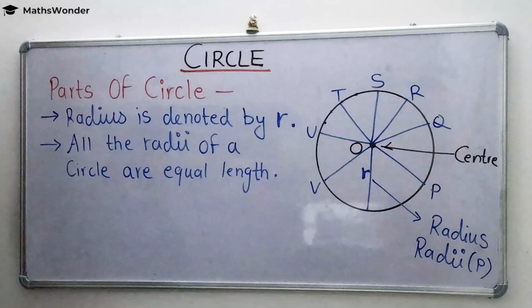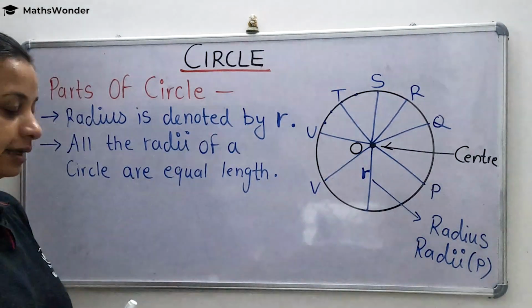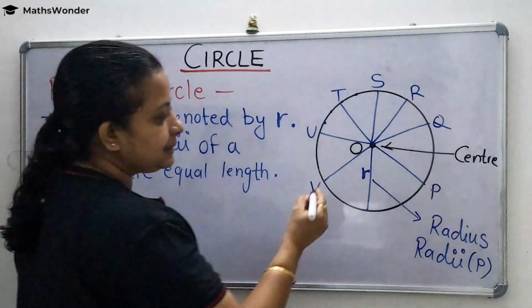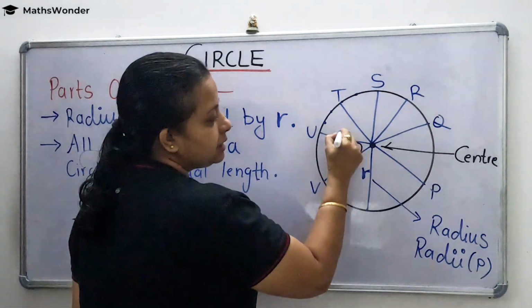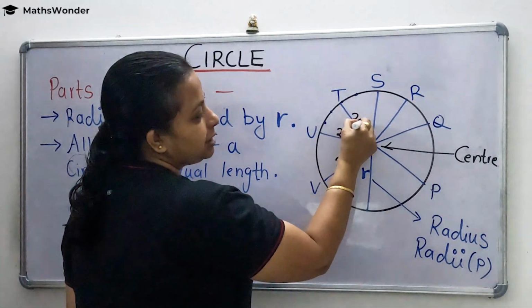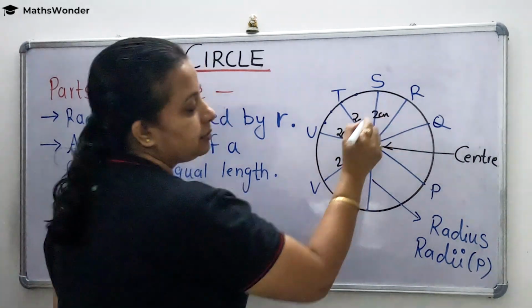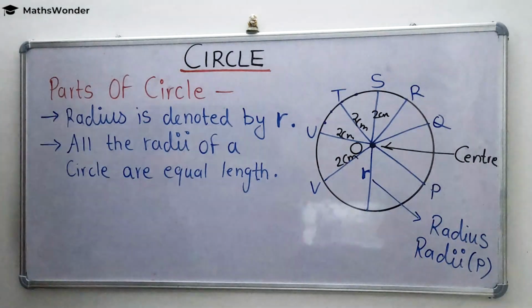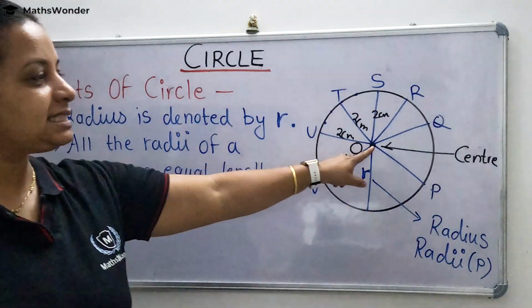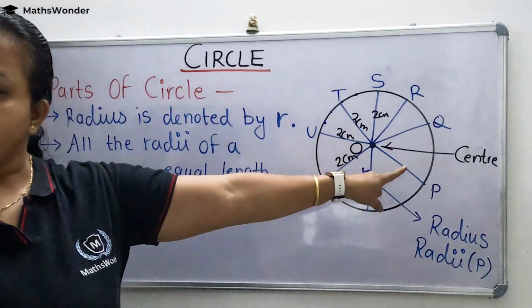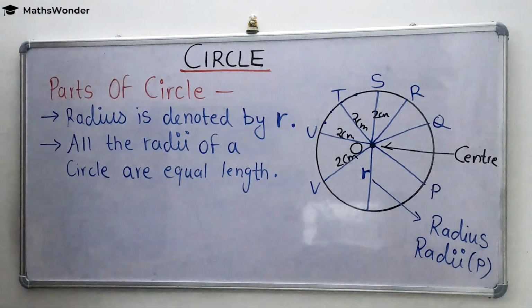What is the meaning of this sentence? Suppose your radius length is 2 centimeters. Then all will be 2 centimeters only, not more and not less, because they are all equidistant from the center. So the lengths of the radii are also equal.